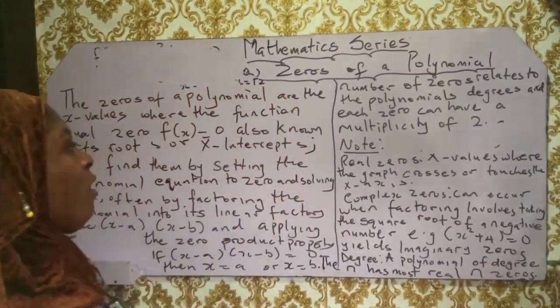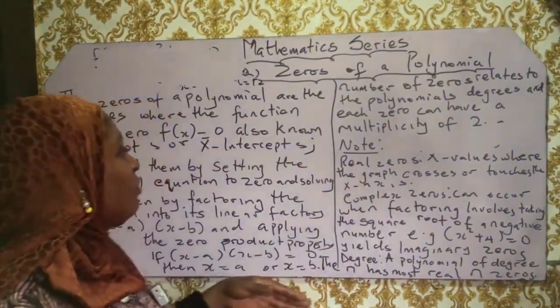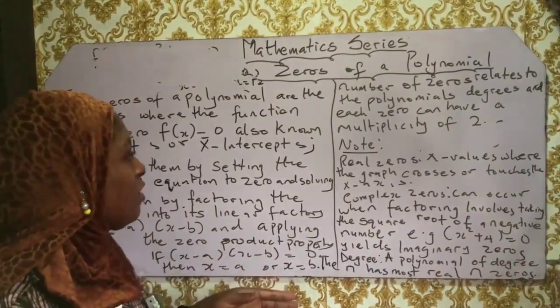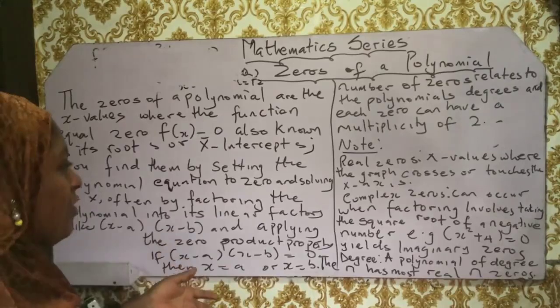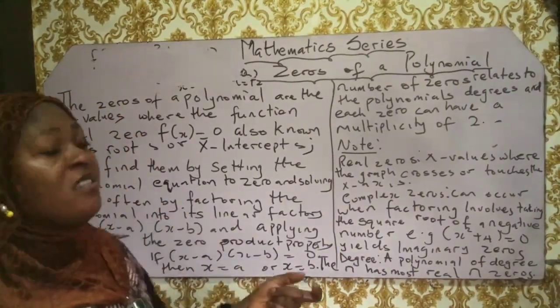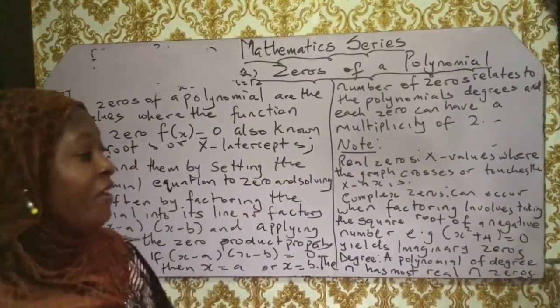Now, let's just quickly note this. Real zeros are the x values where the graph crosses or touches the x-axis. And we also have complex zeros. Complex zeros occur when you have to take the square root of a negative number.